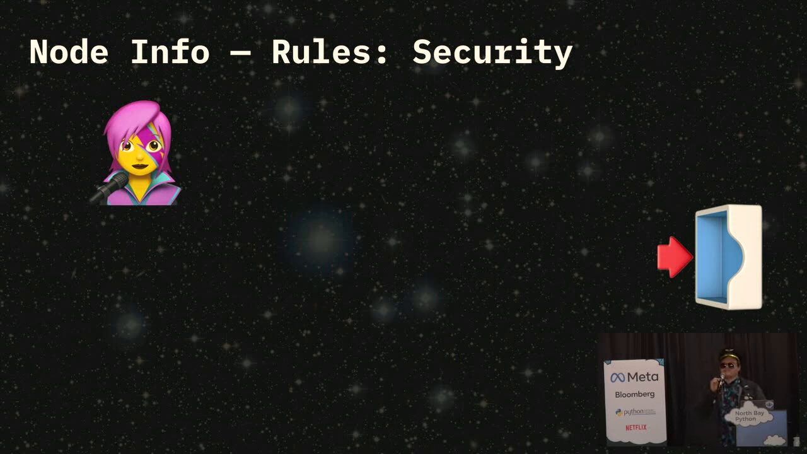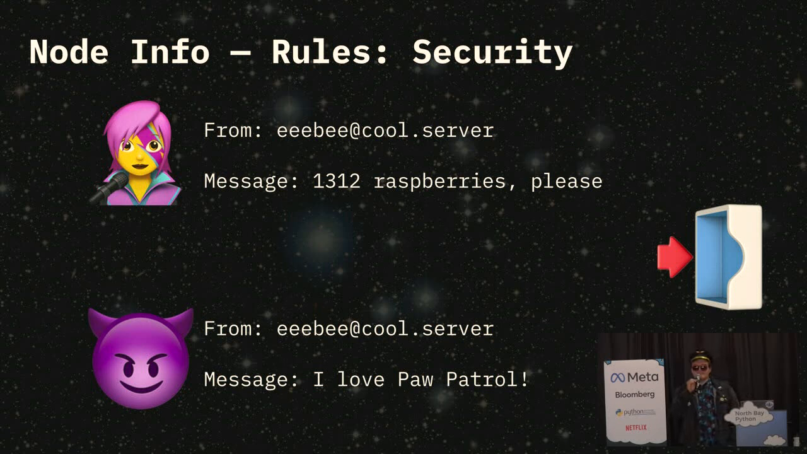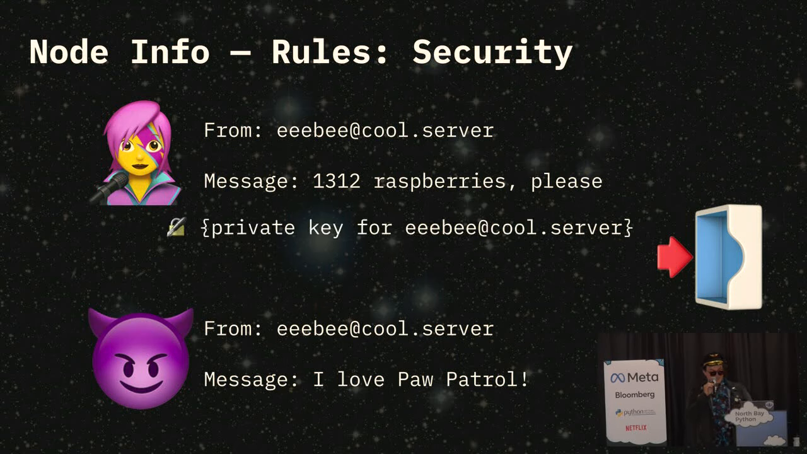Let's say that there's a user who wants to post a message to the Fediverse. They say, this is user EB at cool.server. They say, 1312 raspberries, please. That goes out, everything is fine. But let's say there's an attacker who wants to pretend to be EB, and what they put is, I love Paw Patrol. Now, if there weren't any way of validating that a message actually comes from the person it claims to come from, then this attacker could masquerade as EB and send messages to the Fediverse, pretending to be them, damaging their reputation, and potentially performing other exploits. So we sign things. We use the private key, which we'll talk about in a minute, to sign things, and then the public key can be used to decrypt or to verify that message on the other end. Because EB actually has their key, everything is fine. The attacker has some random BS, and so they're not able to sign it correctly.